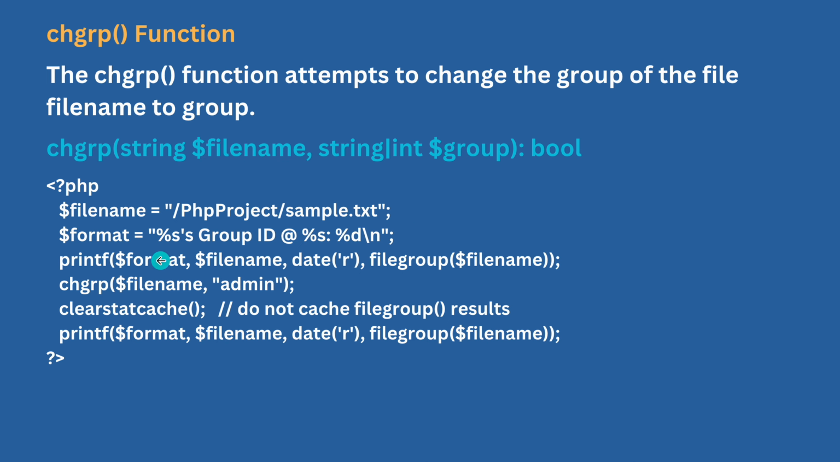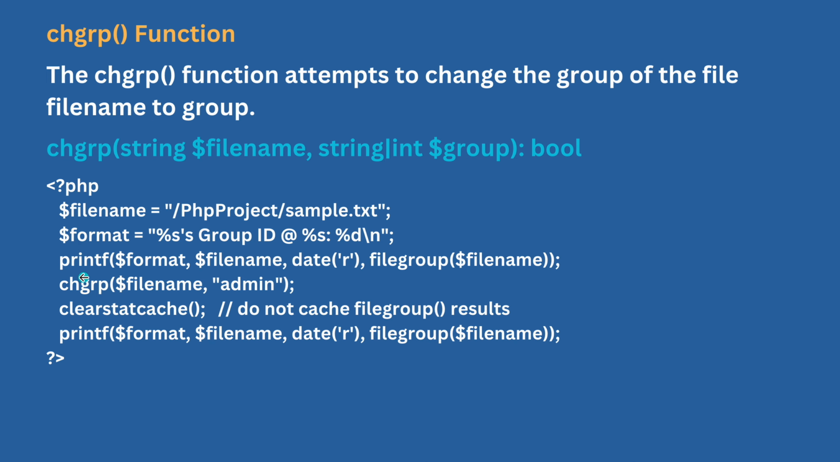And it's already printing what the file group is. But if I want to change this file's group to admin, I can do it using this chgrp. Correct, guys?